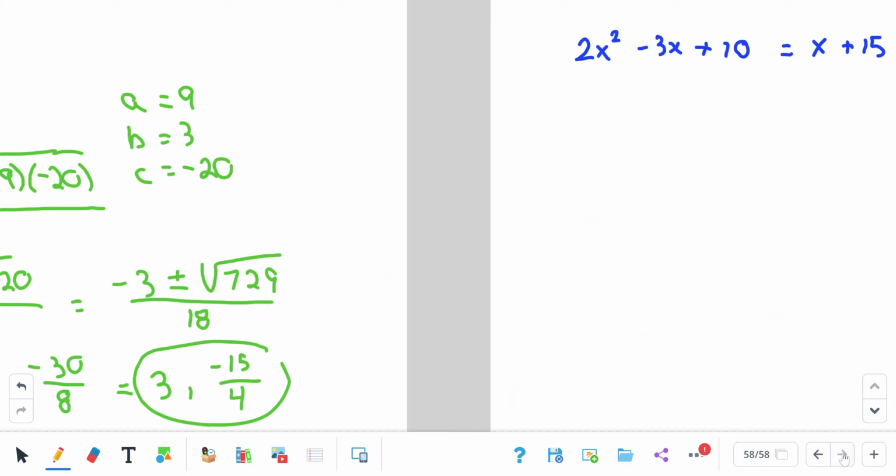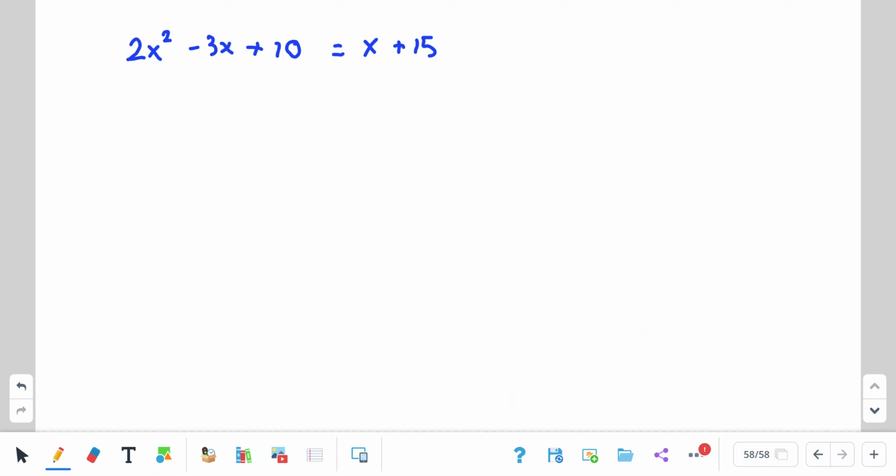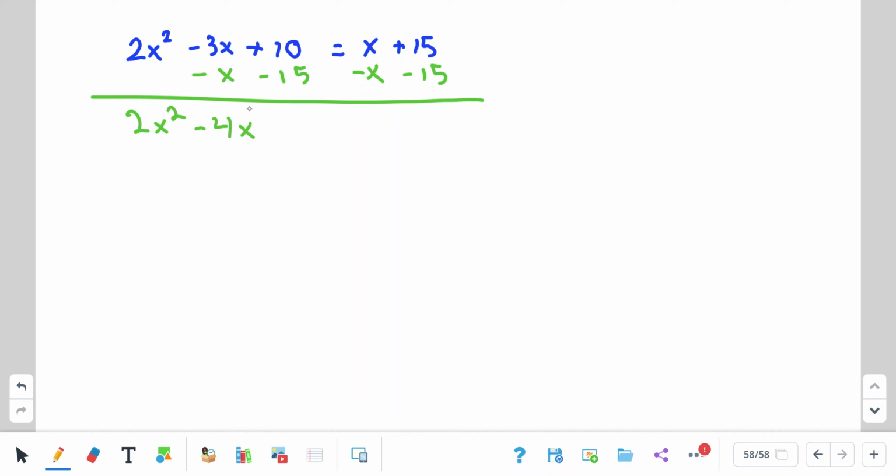Okay. Well, there's one more I want to look at. This one looks a little bit more complicated just because there's so much stuff. But again, I need to make sure I've got a 0 over here. So what I'll do is subtract x from each side. I have to subtract x from where there's x's. And I'll subtract 15 from each side. And then that'll set me up for having 2x squared here, a negative 4x, and a minus 5 equals 0. So I'm all set up with the right side equaling 0.